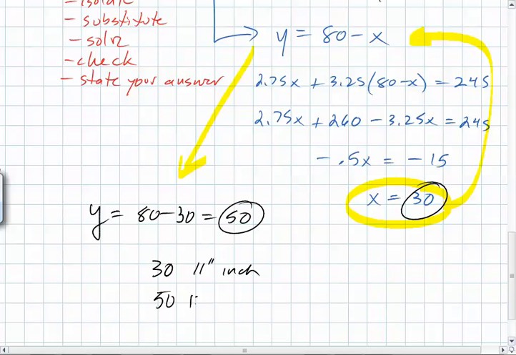Do you like word problems, everybody? You don't like word problems. That's fine.